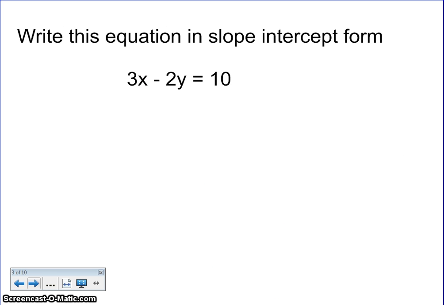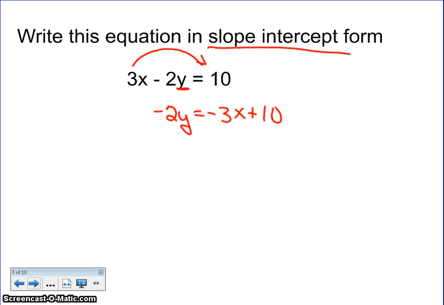Here's another example that we're going to work out. We're going to do it the same way. To write it in slope-intercept form, we've got to get y by itself. So the first thing we're going to do is get this x term on the other side. So we're going to have negative 2y is equal to the opposite of 3x, negative 3x plus 10. Okay? Then we're going to divide both sides by negative 2.